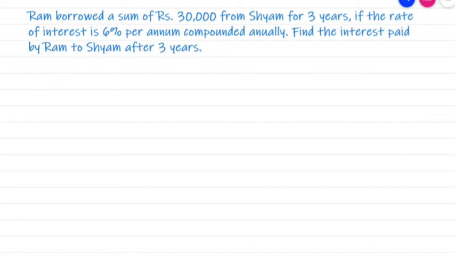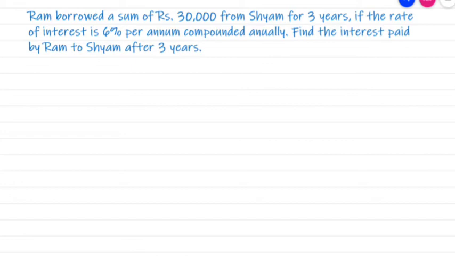Now we are in worksheet 3, chapter 6, compound interest. Let us now quickly see question number 3. Ram borrowed a sum of rupees 30,000 from Shyam for 3 years. If the rate of interest is 6% per annum, compounded annually, find the interest paid by Ram to Shyam after 3 years.